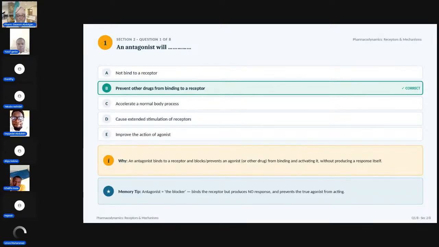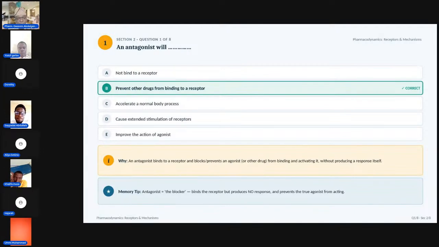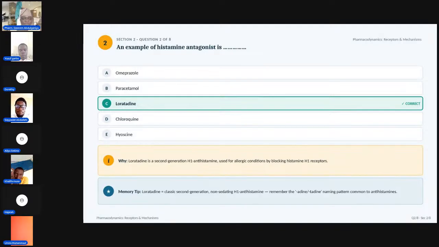The simplest way for you to understand is when you say an antagonist, the person is an opponent. And your opponent would always be dragging what you want with you, right? So they will go and stay at that receptor site and prevent you from occupying that receptor. That's the simplest explanation. So an example of histamine antagonist.